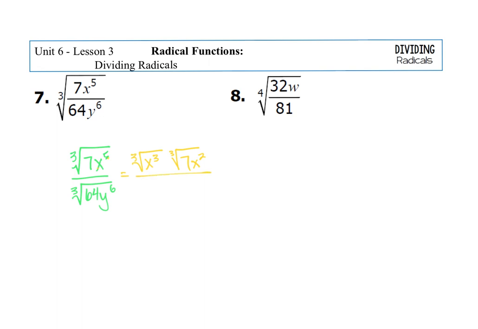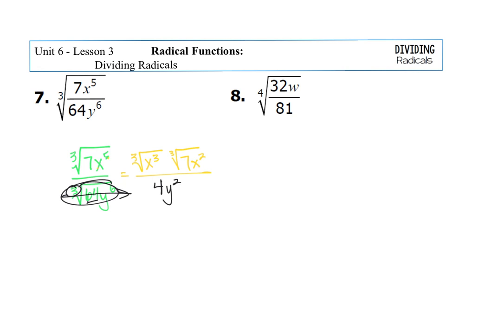Over. Now let's look at the denominator. What changes can we make here? 64 is a perfect cube. So is y to the 6th, because it divides evenly by 3. So cube root 64, we get 4, and 6 divided by 3 makes y squared come out.